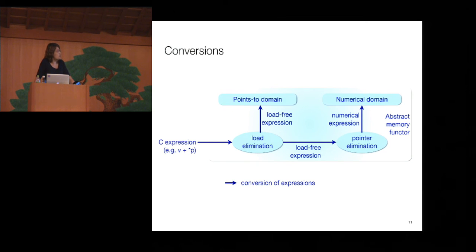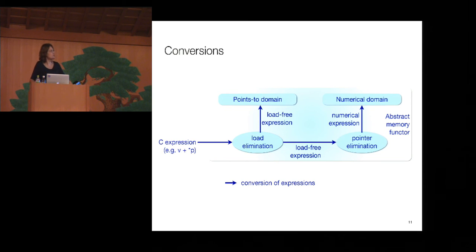So this expression needs to be converted in order to be used by the numerical domains. For this reason, the abstract memory functor embeds two abstract domains, a numerical domain and a points-to domain. The abstract memory functor first needs to eliminate loads so that we have a load-free expression, and then it eliminates pointers so that in the end we have a numerical expression that can be used by all the numerical domains.